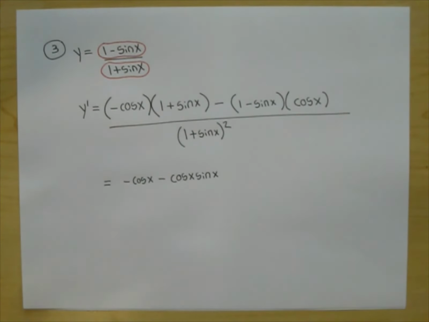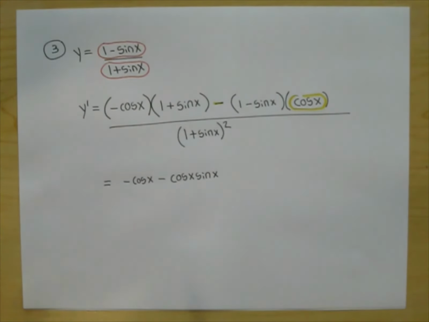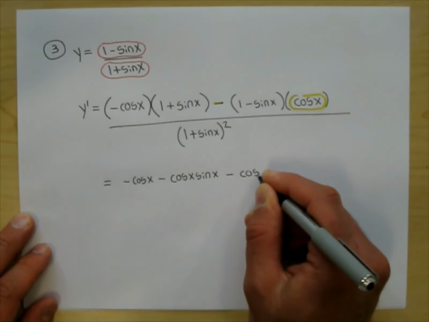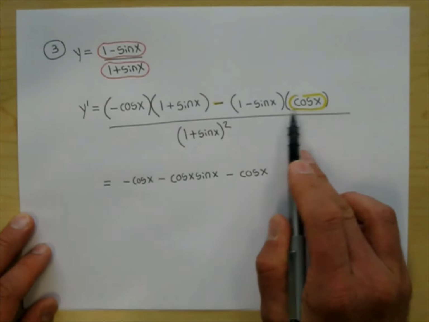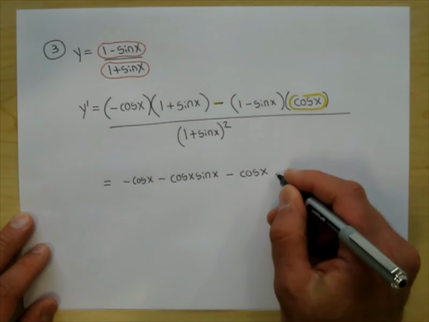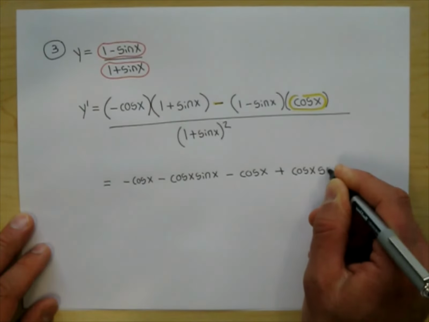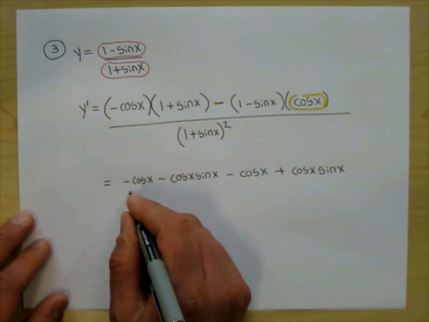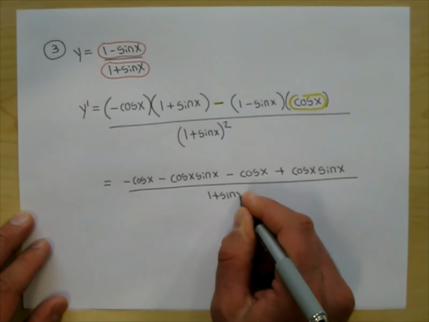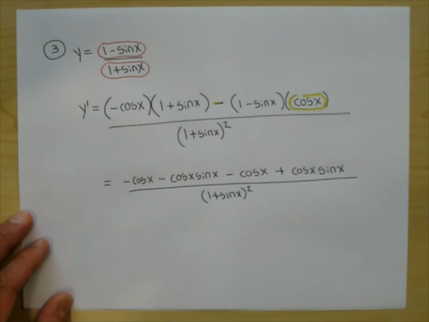Okay, and then also I'll be distributing a negative cosine x into that. So watch this. This is going to be minus cosine x, because I'm multiplying that yellow part by 1, and then I'm going to go negative cosine x times a negative sine x, which is going to be a positive cosine x sine x. This is all over 1 plus sine x squared.